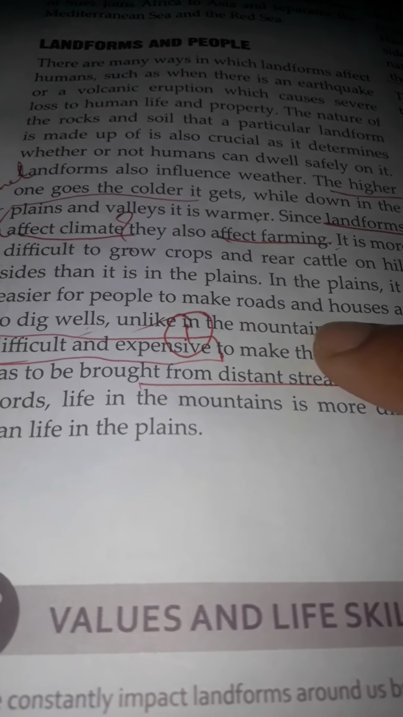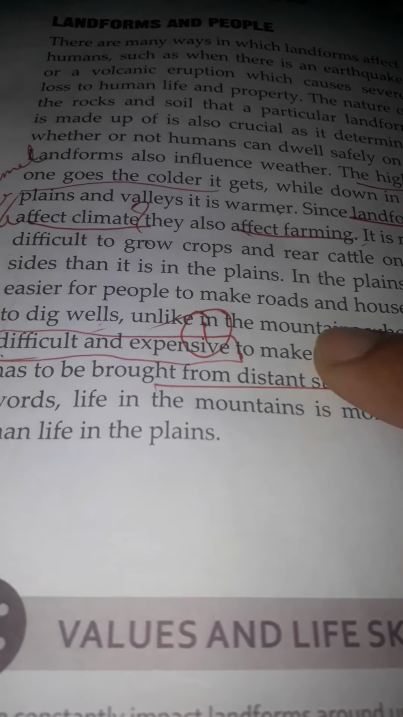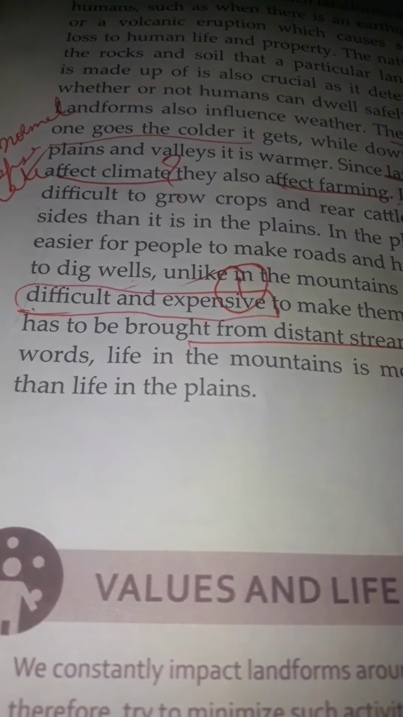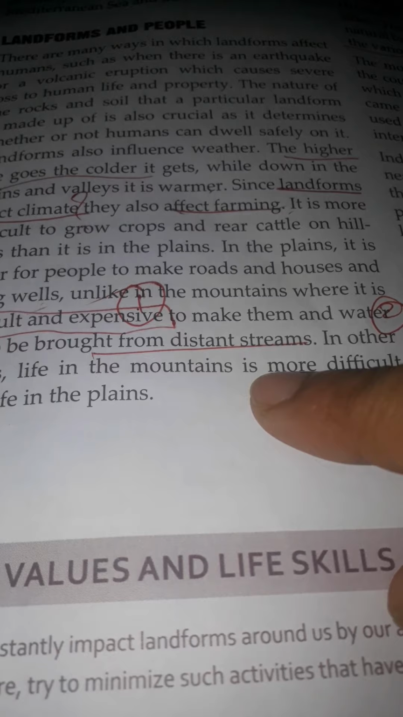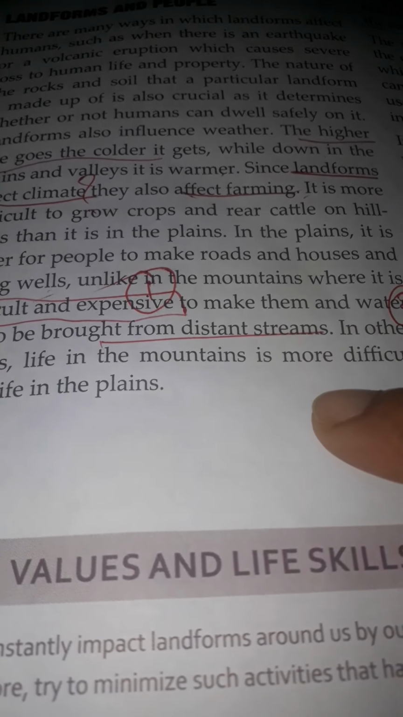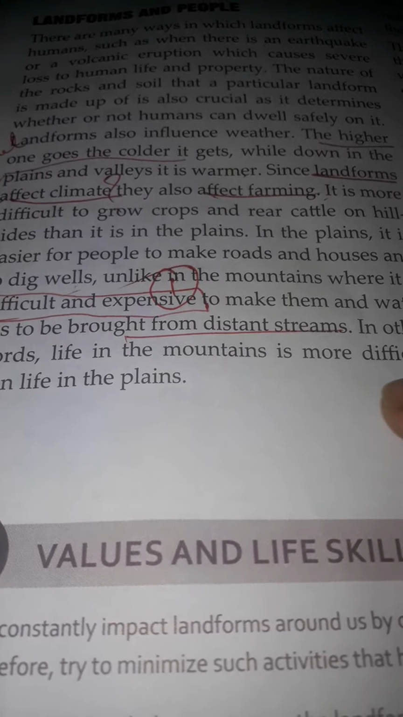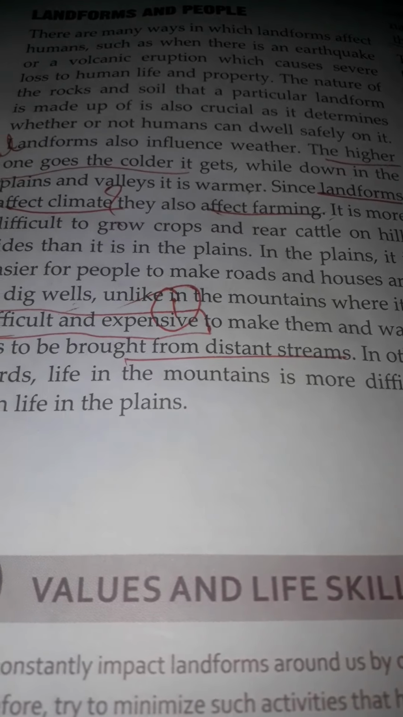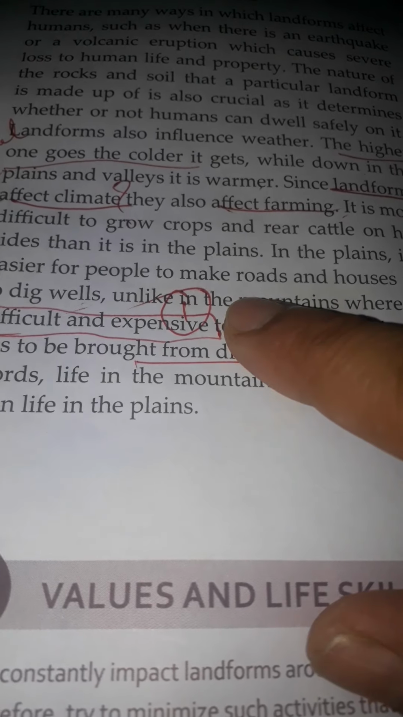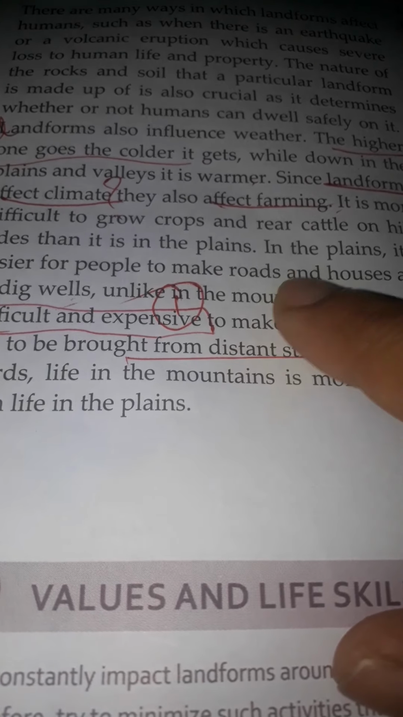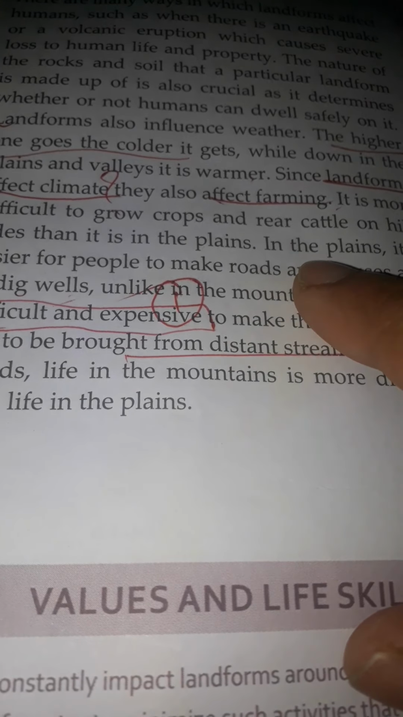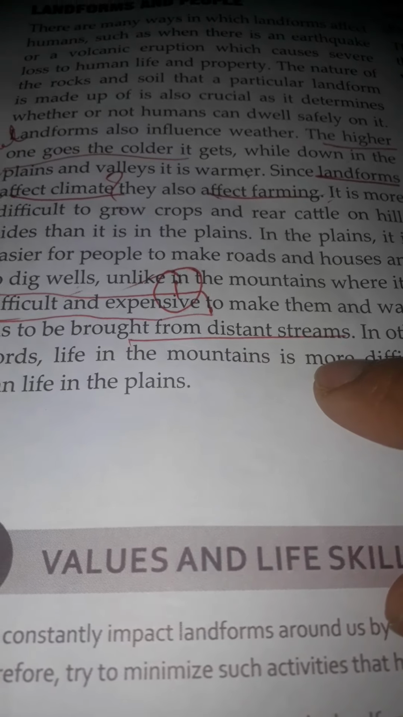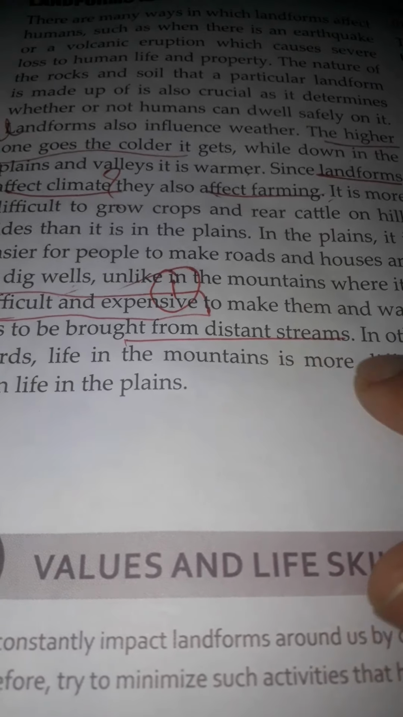So in the plains it is easier for people to make roads and houses and to dig wells, unlike the mountains where it is difficult and expensive to construct roads, and water has to be brought from distant streams. In other words, life in the mountains is more difficult than in the plains. So here is a reasoning question: why is life in the mountains more difficult than in the plains? You will write these points: hilly and hard terrains, construction of roads and railways is difficult and expensive, and the second point is water has to be brought from distant streams. These 2 points are the answer to this question.